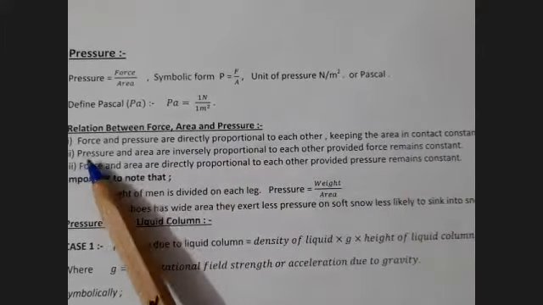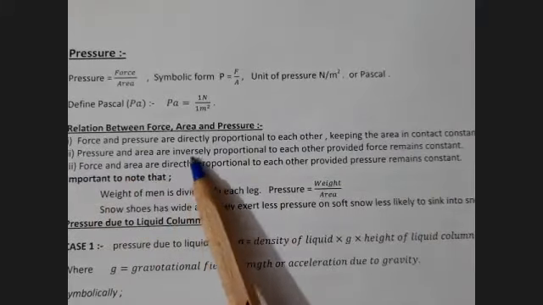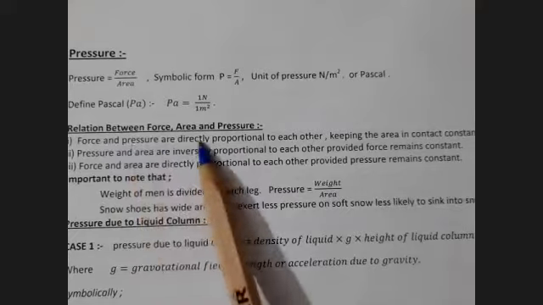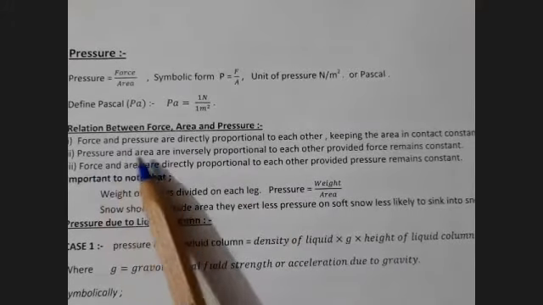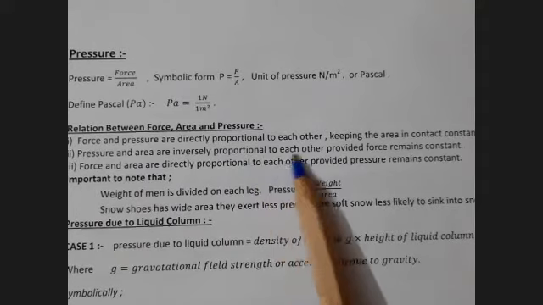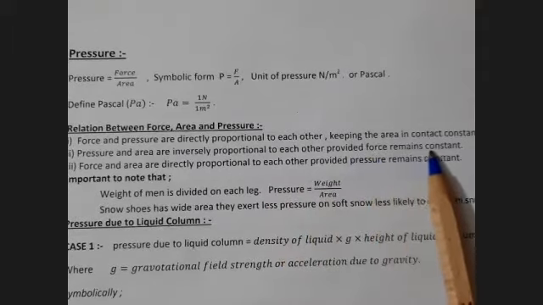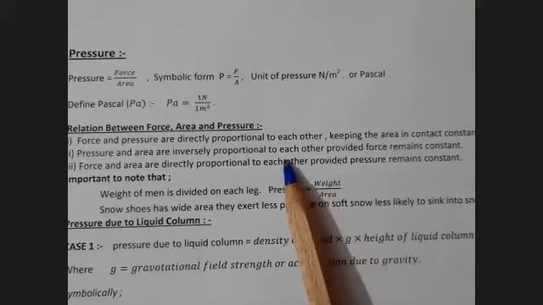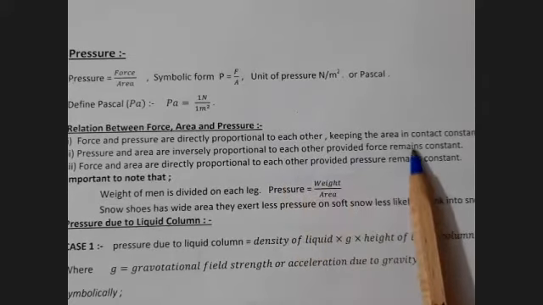Okay, number two, pressure and area are inversely proportional. Force and pressure are directly proportional, and pressure and area are inversely proportional to each other. This is very important to understand, that if we are increasing the area, then pressure will be decreased. They are inversely proportional to each other, provided force remains constant. You will have to consider this proviso also. You will have to see what is kept constant.